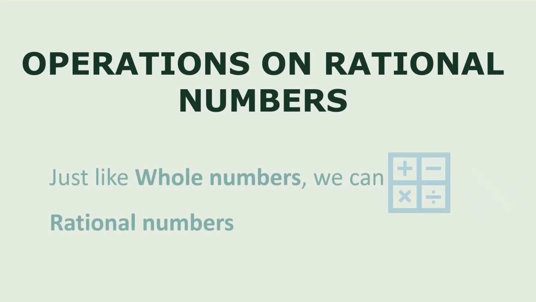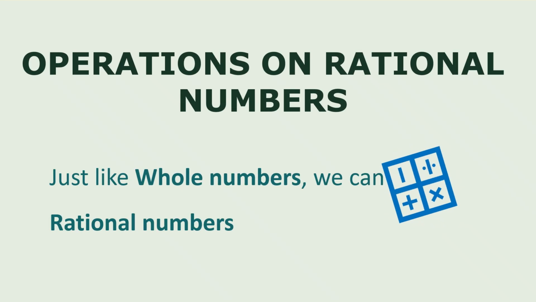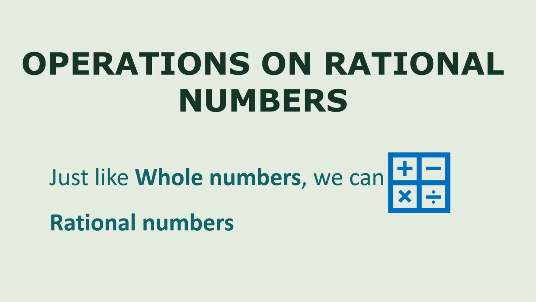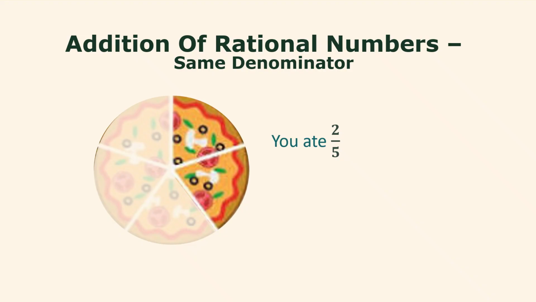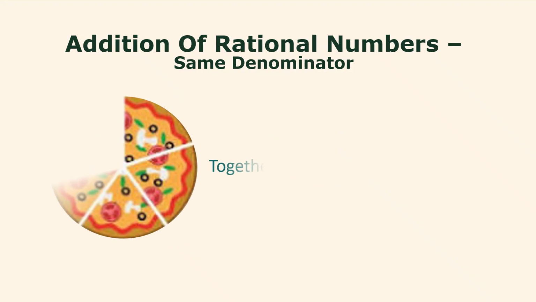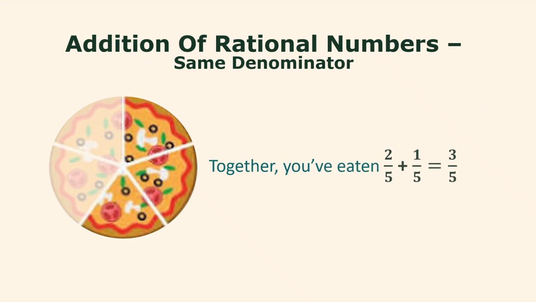Just like whole numbers, rational numbers can be added, subtracted, multiplied, and divided. Suppose you eat 2/5 of a pizza and your friend eats 1/5. Together that is 2/5 plus 1/5 equals 3/5 of a pizza.